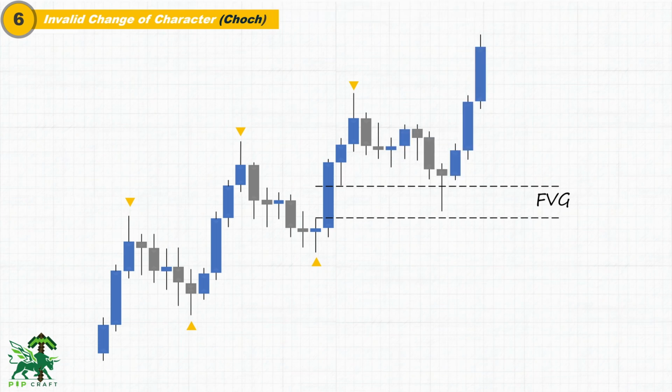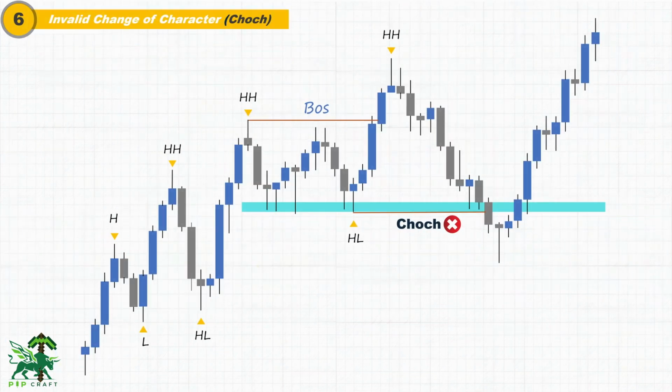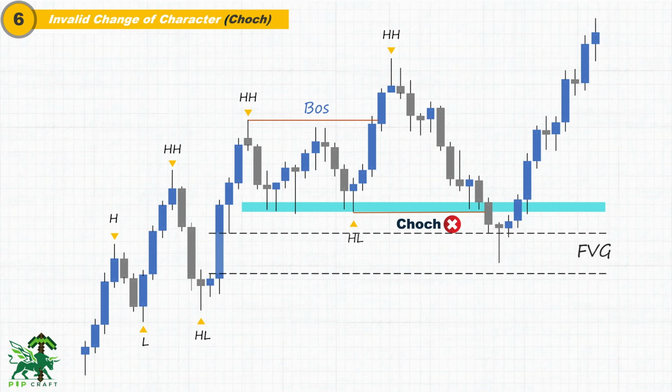This is why FVGs are critical zones to watch, especially on intraday timeframes like the 4-hour, 1-hour, or even smaller timeframes. Now, here's where it gets interesting. Let me show you the earlier example again. Look closely at the left-hand side, and you'll spot an unmitigated fair value gap sitting just below the major swing low. In scenarios like this, price often retraces to the FVG zone to fill the gap.